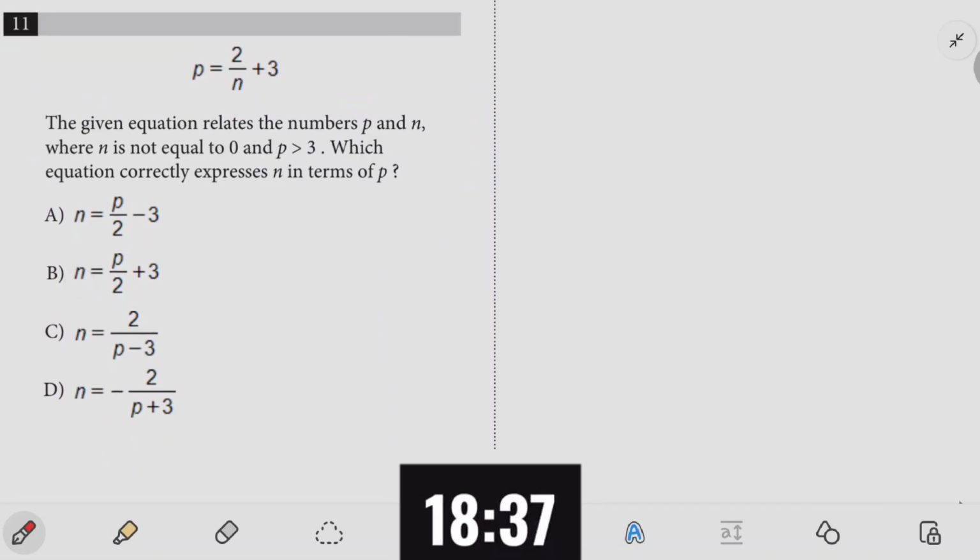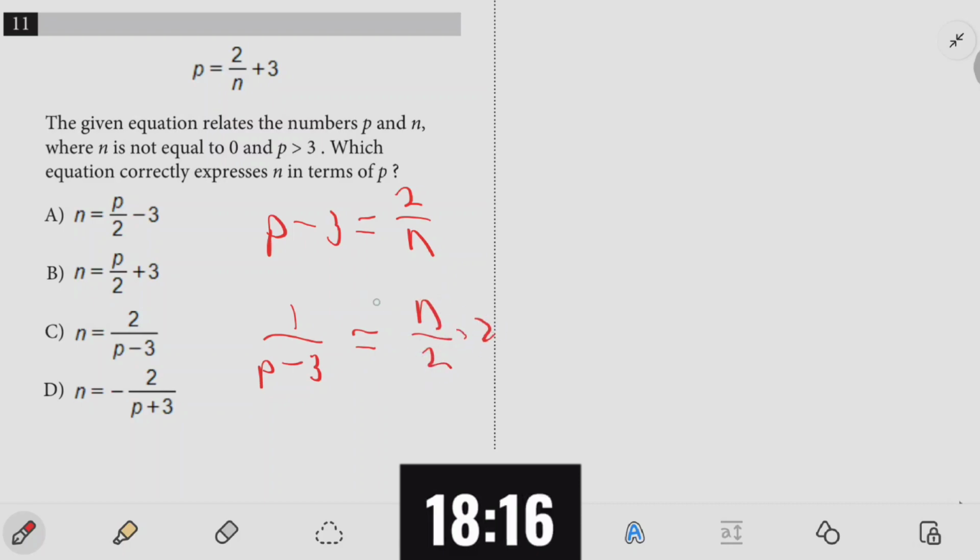Moving on, P equals 2 over n plus 3. The given equation relates numbers P and n, where n is not equal to 0 and P is greater than 3. Which correctly expresses n in terms of P? Okay, well, that's easy. P minus 3 equals 2 over n. 1 over P minus 3 equals n over 2. Multiply both sides by 2. 2 over P minus 3 equals n. It's simple algebra, it's not that bad.